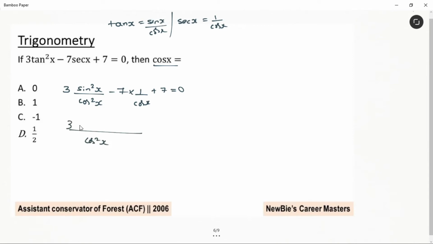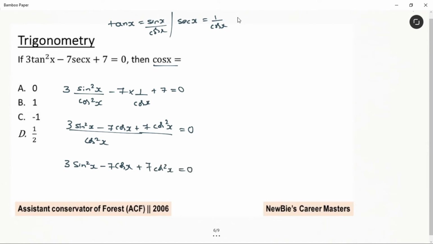We get 3 sin square x minus 7 cos x plus 7 cos square x is equal to 0. Send this cos square x this side, you will get 0. After this step, we get the equation as 3 sin square x minus 7 cos x plus 7 cos square x is equal to 0.